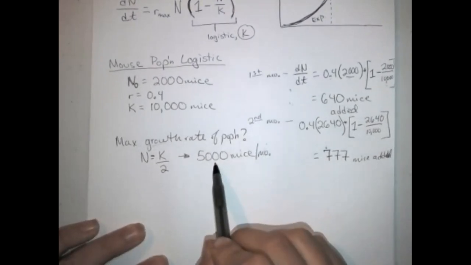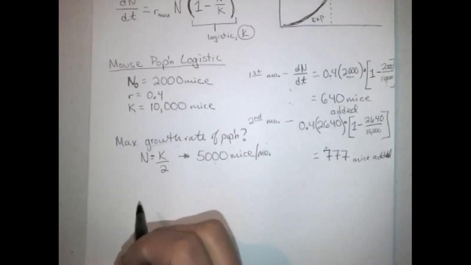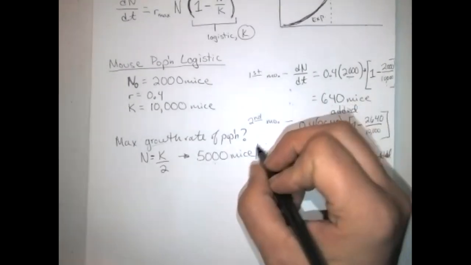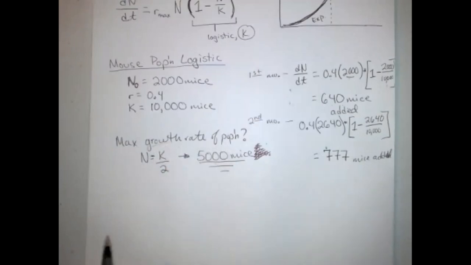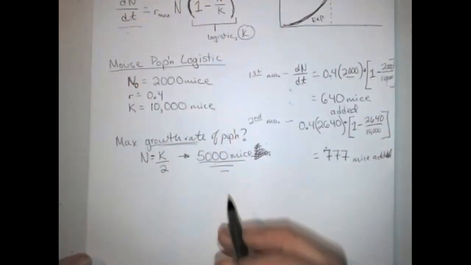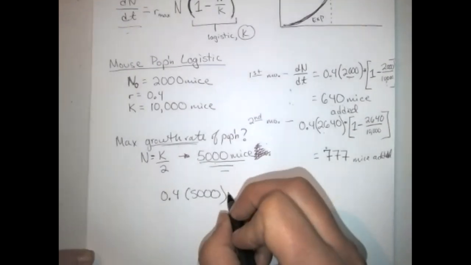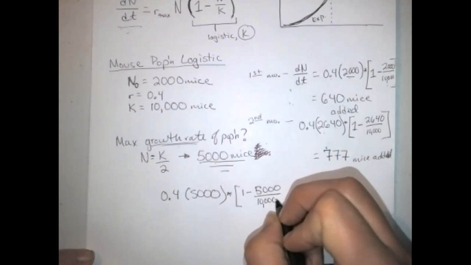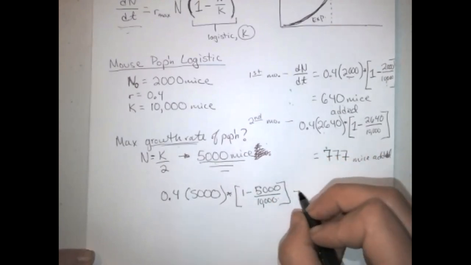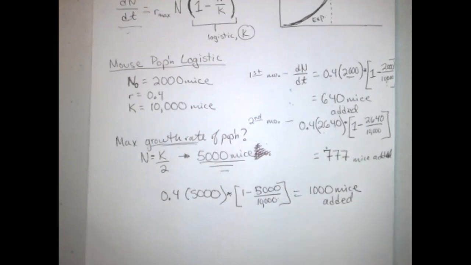Okay, so let's pick a population somewhere over here. 5,000 mice is the population at which we have the maximum growth rate. To figure out the actual growth rate, we need to plug it into this equation, right? That is the dN/dt. So when there are 5,000 mice over 10,000, ultimately, that means that we are adding an additional 1,000 mice to the population within a single month. All right, that seems more like it.